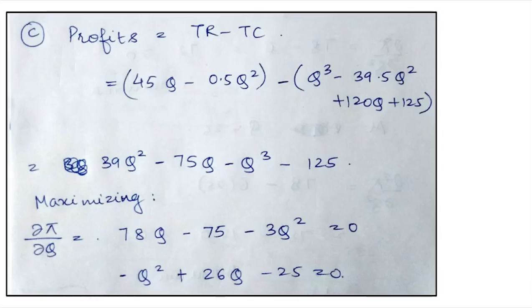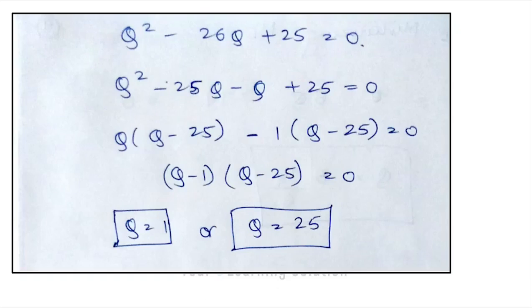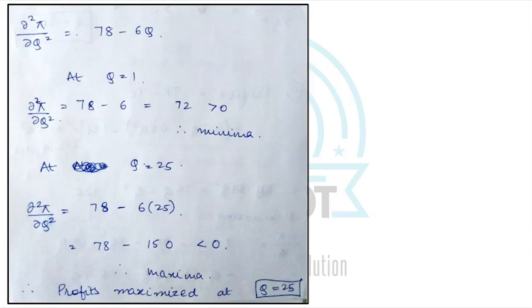Now the last one requires you to maximize your profits. Again, you do a TR minus TC. You have the profit function. You differentiate it, put it equal to 0, the first order condition. Once you do that, the two values of Q that you have are Q equals 1 or Q equals 25. Again, you have to test between these two. So the next thing you do is to calculate the second order condition, which in this case is 78 minus 6q. For Q equals 1, this is going to be greater than 0, which means it would be a minima. For Q equals 25, this would be less than 0, which means it would be a maxima. Therefore, profits would be maximized at Q equals 25.